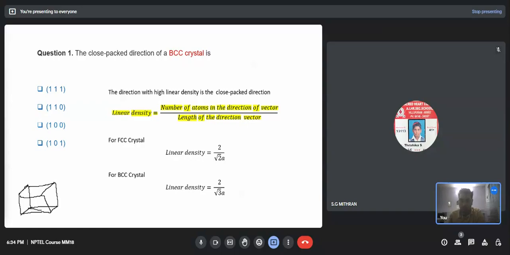So in this direction there will be one atom. So LD of 110 equals only one atom, and the length will be root 2 a, since this length is a. This is according to Pythagoras, we can calculate through the Pythagoras theorem. So it will be root 2a. Okay. Now we'll move further to the next question.